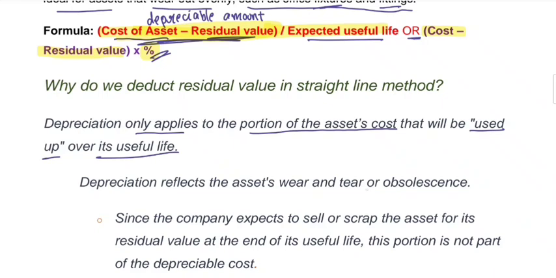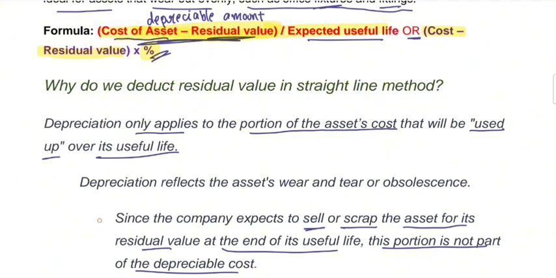Depreciation reflects the asset's wear and tear and obsolescence, which basically means that it is going to reflect the usage of the asset with the passage of time. Since the company expects to sell or scrap the asset for its residual value at the end of its useful life, that portion is not part of the depreciable cost, which means that we are deducting the residual value because we do not want this value to be spread across the useful life of the asset. Let's just keep it aside. Take the scrap value out of the cost of the asset. Whatever you have remaining will be spread across the useful life of the asset to calculate the depreciation.